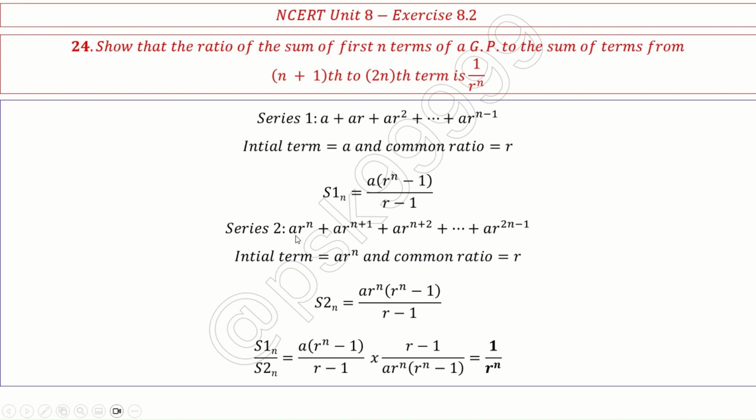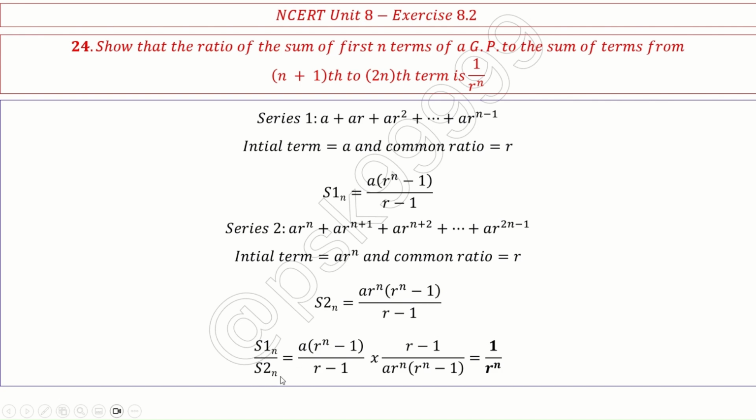Second series starts with ar to the power of n, plus this is my n plus 1th term, up to ar^(2n-1), 2nth term. Now my initial term is ar to the power of n, common ratio is again still r. So S2, series 2, sum of n terms is equal to ar to the power of n into (r^n - 1) by (r - 1), which is the same.